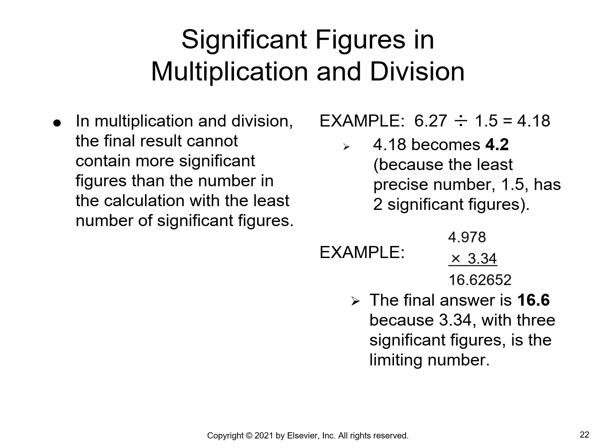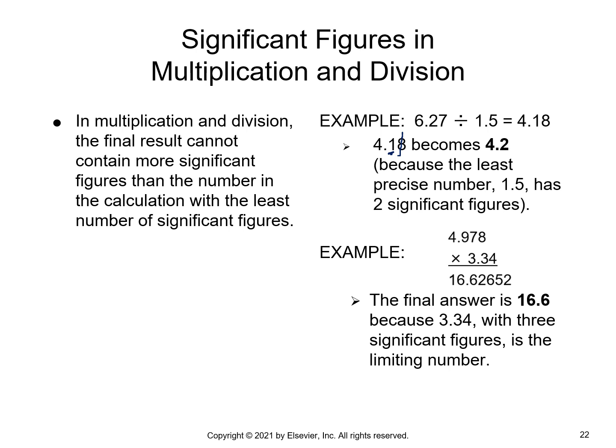So our value is 4.18. If we do 2 significant figures, that means we need to drop this 8. Our 8 is greater than 5, so that means we need to round up this digit here for a result of 4.2.